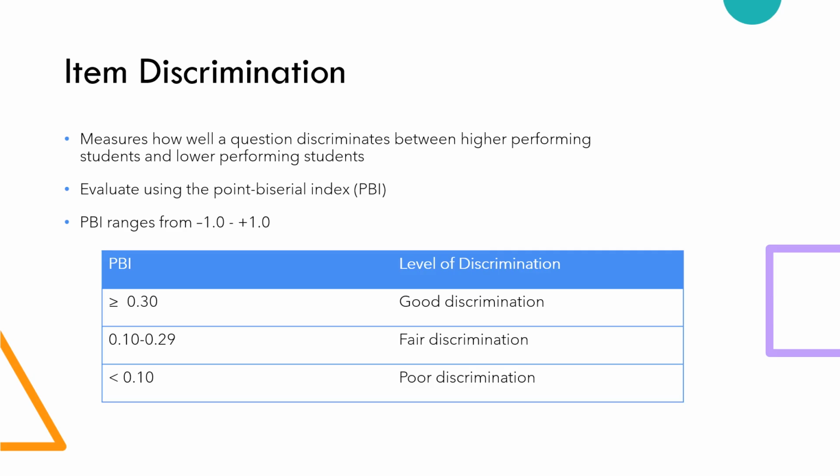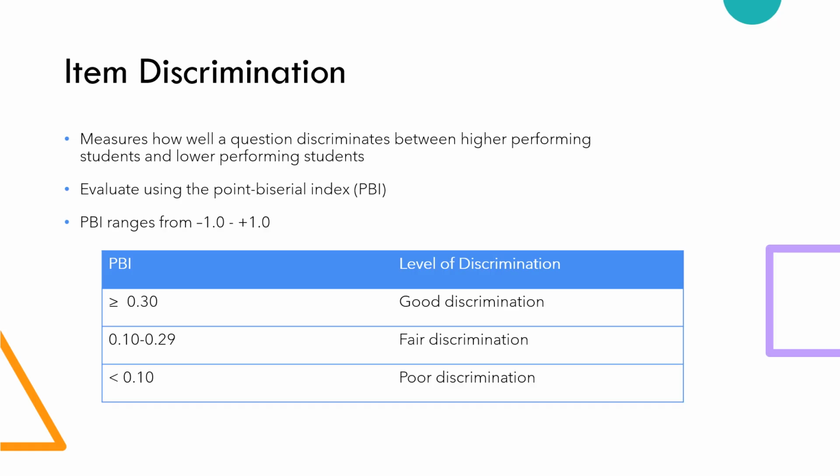Item discrimination measures how well a question discriminates between the higher performing students and the lower performing students. So we can do item discrimination using the point biserial index, and that gives us a range of numbers from -1 to +1. So we always want to see a positive point biserial index, never a negative. So if it's less than 0.1 or into the negatives, it's poor discrimination and we need to do something about it. 0.1 to 0.29 is fair, but we really want to see it above 0.3.